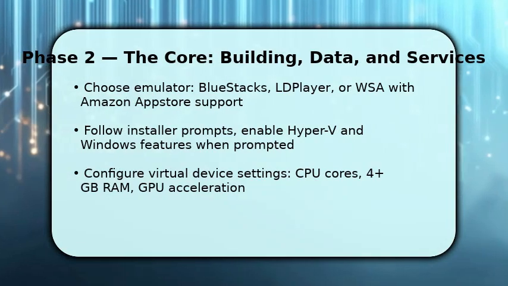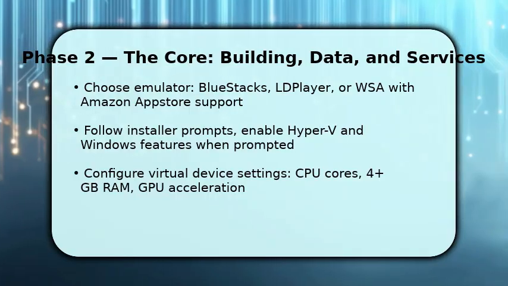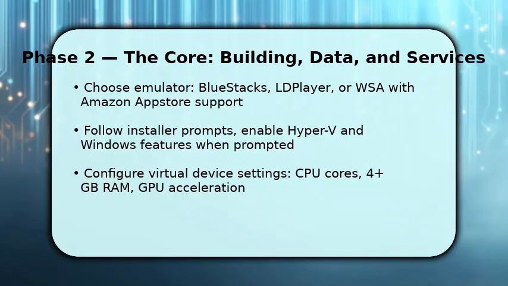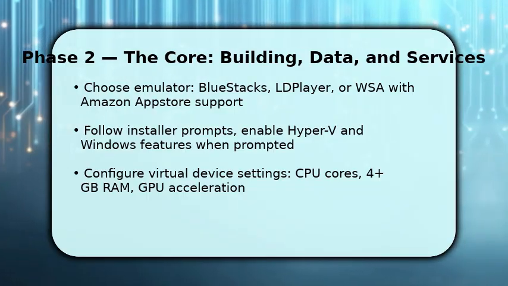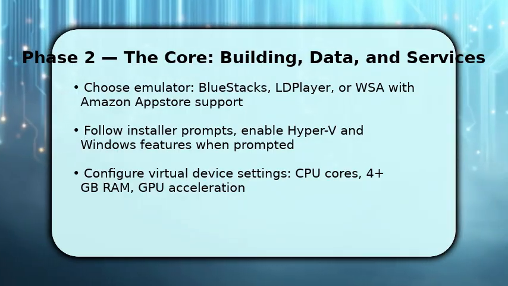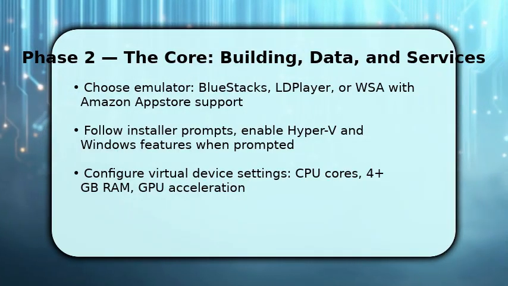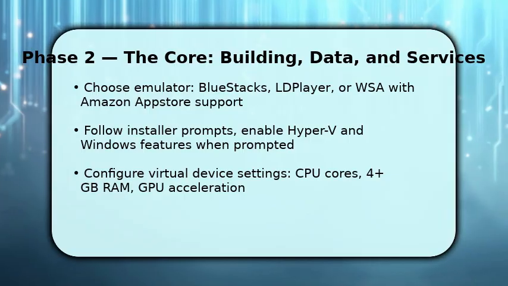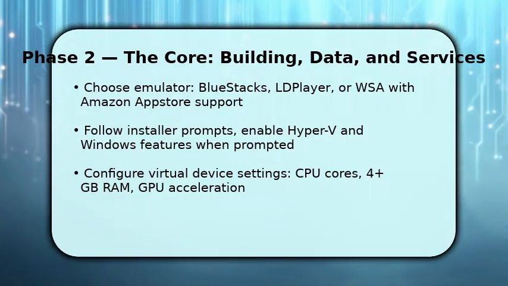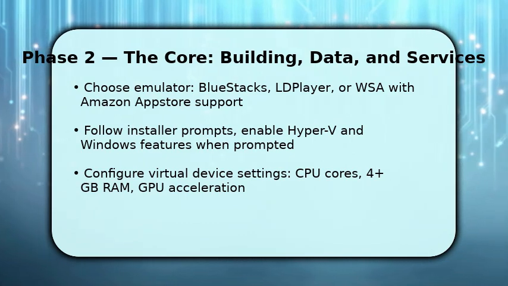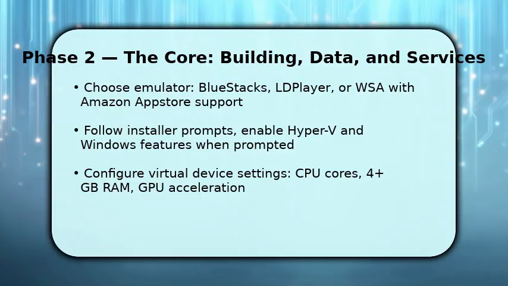You now install the Android environment. If using an emulator, run its installer and accept required Windows features like Hyper-V when prompted. These accelerate virtualization. If using Windows Subsystem for Android, install WSA and then sideload a compatible Google Play Services bundle. Adjust virtual device settings, assign CPU cores, 4+ GB RAM, and enable GPU acceleration to improve app performance.